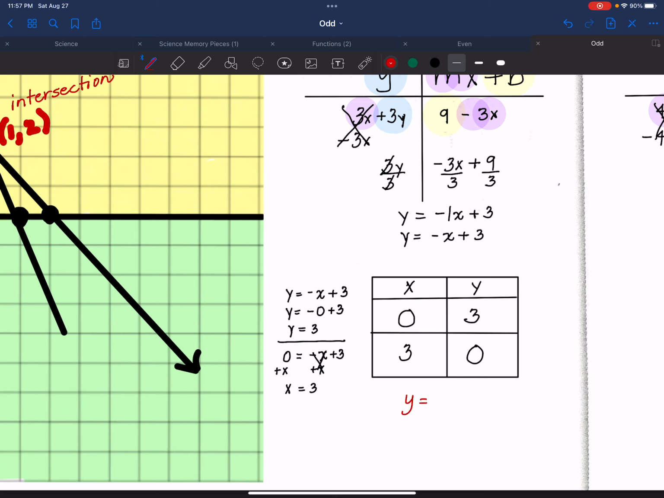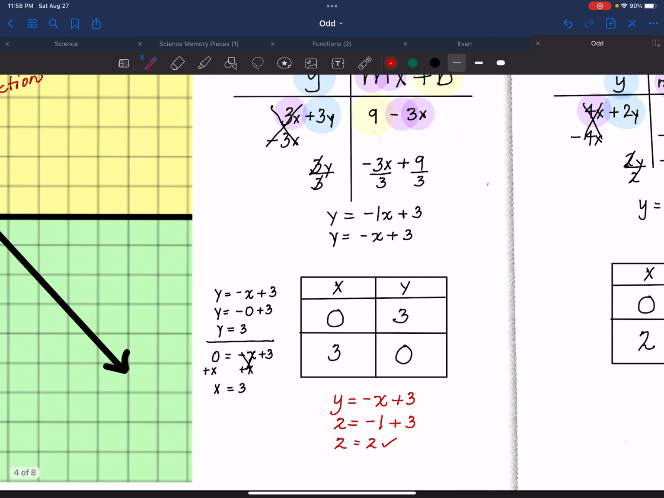We have y equals negative x plus 3. And we're using 1 and 2 as our values. So y is 2. x is negative 1 plus 3. 2 equals 2. It checks in that equation.